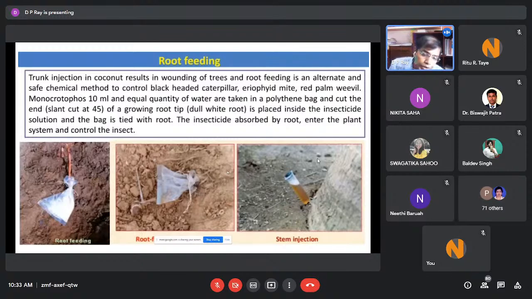The pesticide is kept in a polythene sheet. We enter the slant cut root deep into that, and it will automatically be taken up by the plant and go into the system, and thus it controls the insect pest. Generally in coconut and other very tall trees, it is prepared on a very prominent root that is thicker in size, so it is very helpful in the case of coconut.